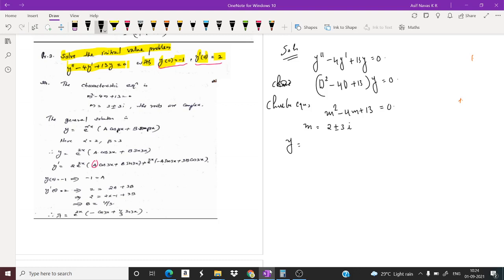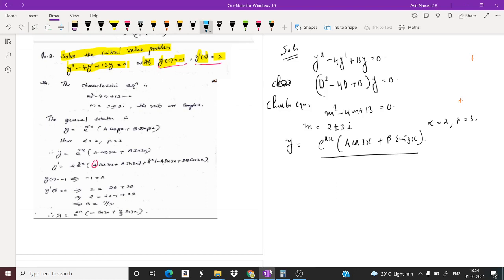Here alpha is 2 and beta is equal to 3. So y equal to e^(2x) (A cos 3x plus B sin 3x). Now in an initial value problem, we have given y(0) equal to minus 1 and y'(0) is equal to 1, so that we can find A and B.